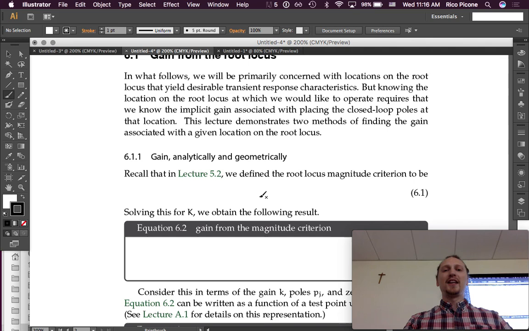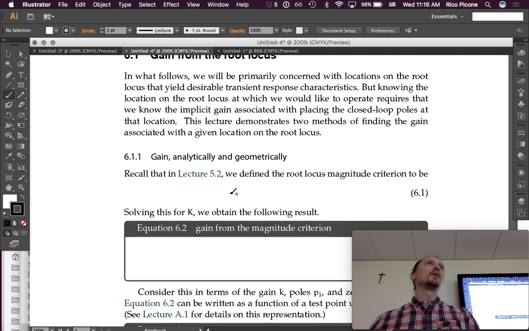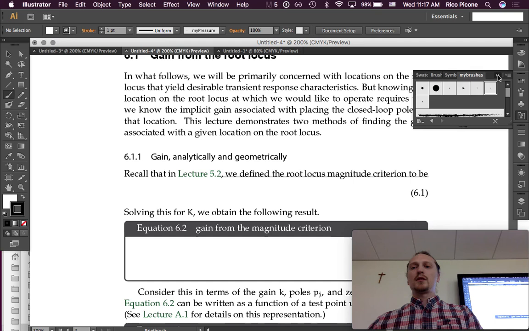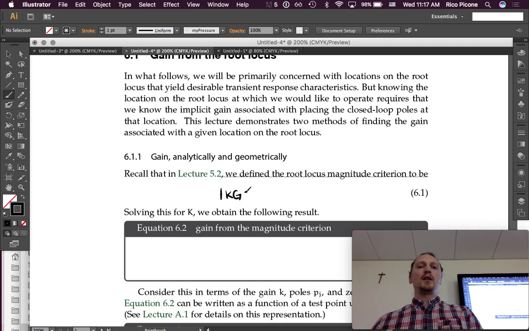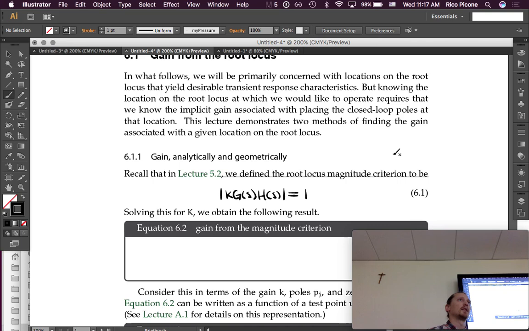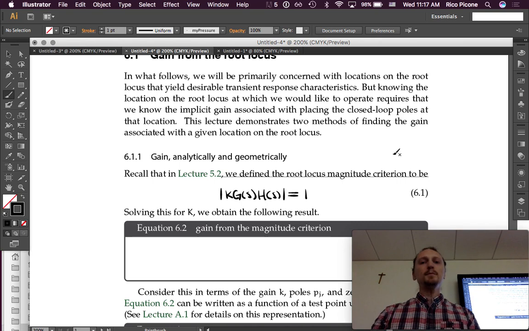So we'll start off, though, with recalling from lecture 5.2 the definition of the root locus. We define the root locus magnitude criterion to be that KGH, the open loop transfer function when you have a gain controller in there, is equal to 1. That was the magnitude criterion. The magnitude of the open loop transfer function is equal to 1. So wherever this is true, we're on the root locus.